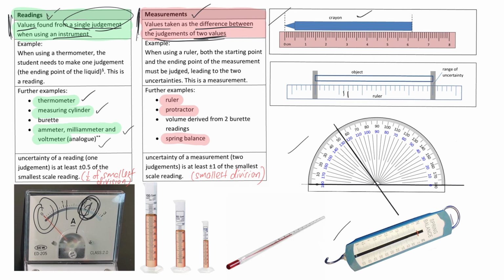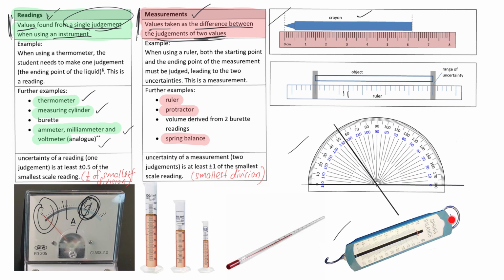So this way, it might be easier for you to remember, instead of just memorizing. When can I read up to the smallest division? When can I read up to half a smallest division? So another example is your protractor. You can see that for the protractor, you want to measure the angle, you first of all have to align this. So that is one judgment itself, and then another judgment, and the measurement will be the difference between the two judgments of the two values here.